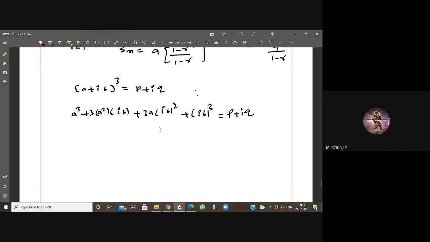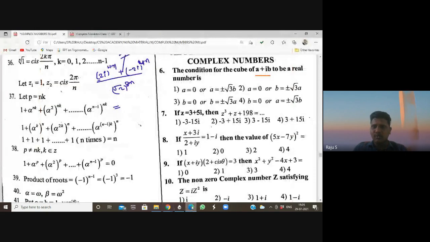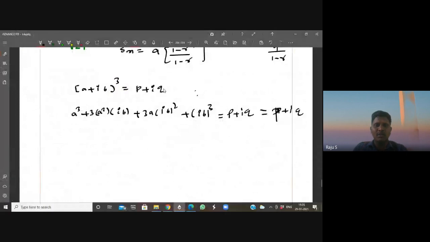Why are we equating with p plus iota times q? Because in the question, for it to be real, the imaginary part must be 0. So q becomes 0. What is the imaginary part here?